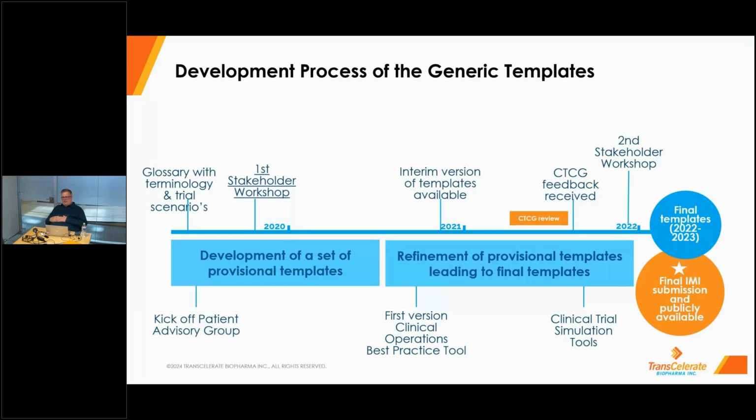This allowed us to come up with a good set of tools that are available now for all to use in their respective platform trials.